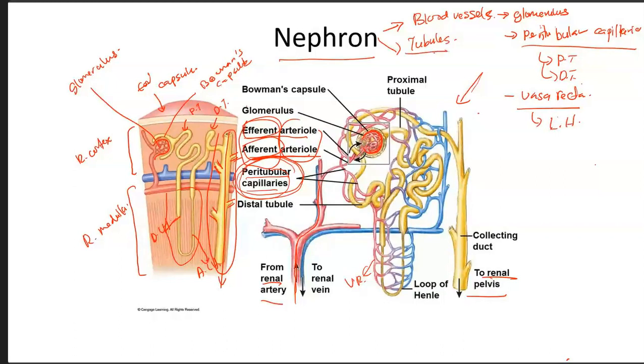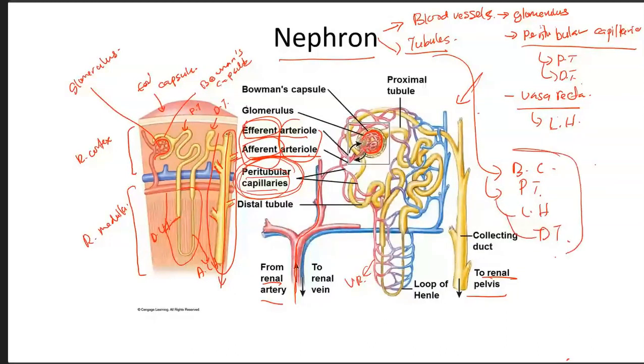So the tubule parts of the nephron consist of the Bowman capsule, proximal tubule, loop of Henle, and distal tubule. These are the tubule parts of the nephron before it enters into the collecting ducts. So you have to know the structure of nephrons, the components of the nephrons.